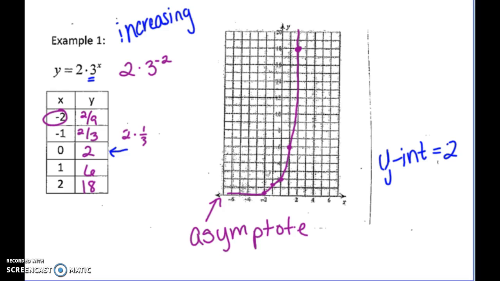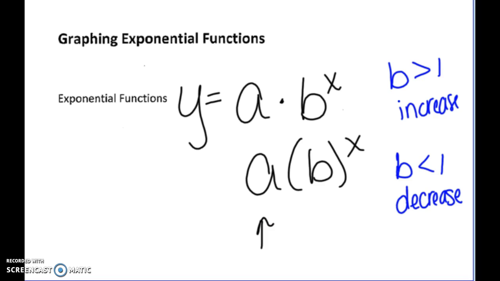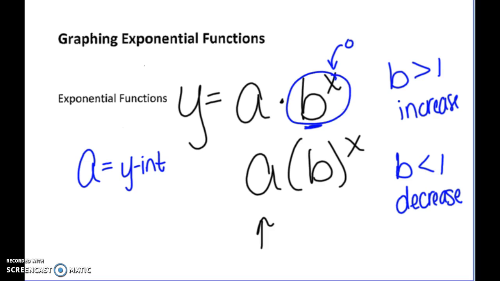Looking at the equations, it makes sense. If I plug in a 0 for the exponent, it's basically going to cancel out that number because everything to the 0 equals 1. And then you take that 1 times a. So that's another note that we can make up here. a always equals the y-intercept. No matter what b is, if I put a 0 in for x, I'm going to turn this into a big number 1. And then a times that number 1 is going to be my y-intercept.